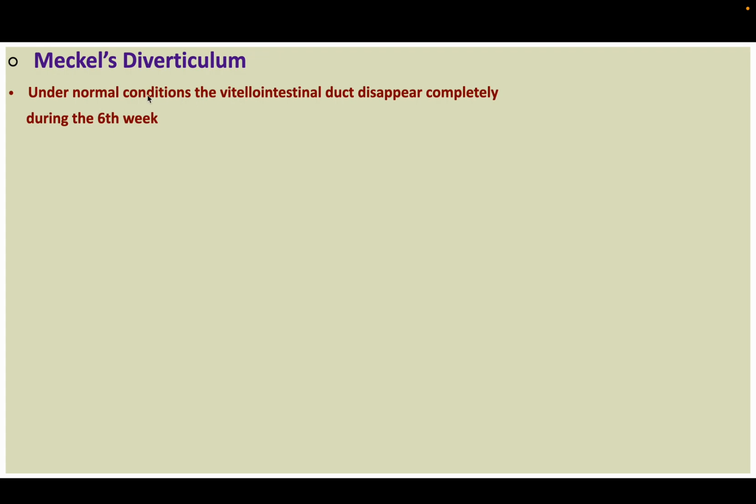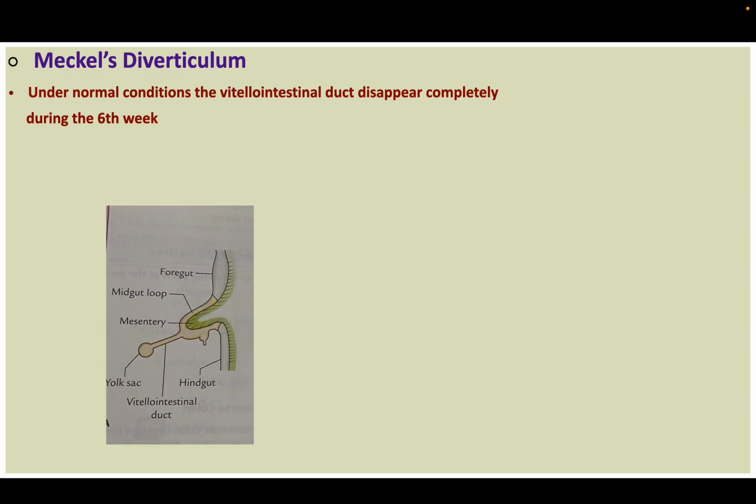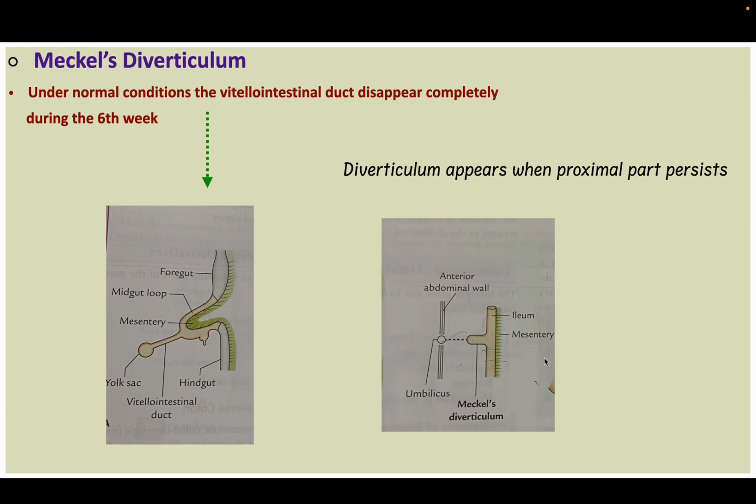Then is Meckel's diverticulum. Under normal conditions, the vitellointestinal duct disappears completely during the 6th week of intrauterine life. So this is the vitellointestinal duct, this is the yolk sac. So they disappear by the time of the 6th week of intrauterine life. But the diverticulum appears when the proximal part persists; the whole of the duct has just disappeared except this proximal portion. So it appears like this. So this is known as Meckel's diverticulum.